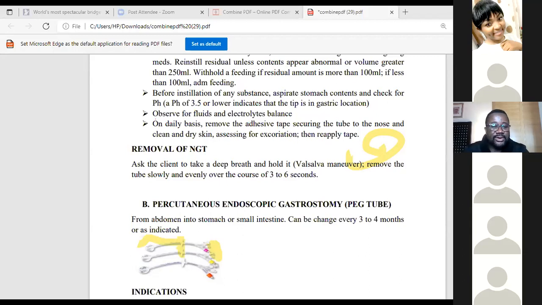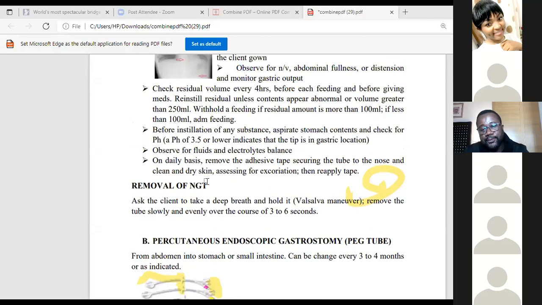You did not only get questions on PEG tube, you had the opportunity to get some explanations on how a PEG tube functions, right?